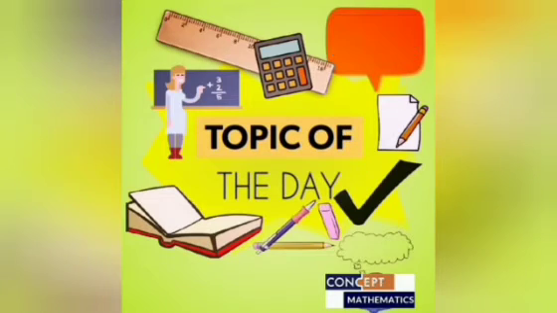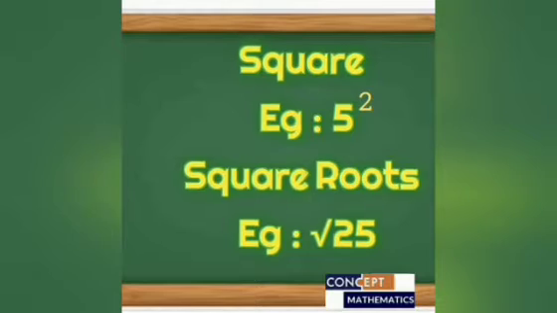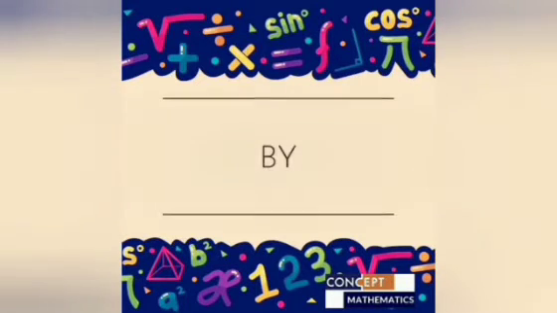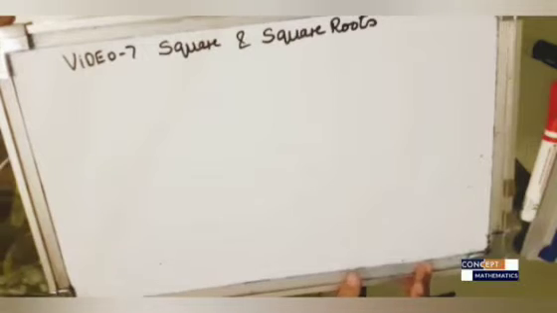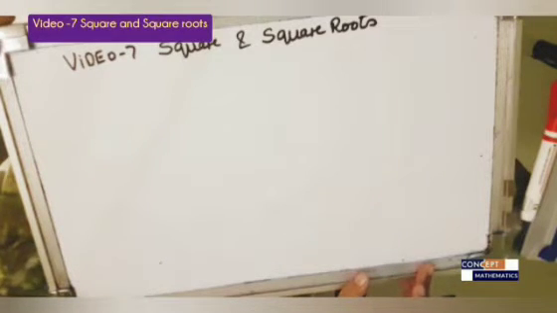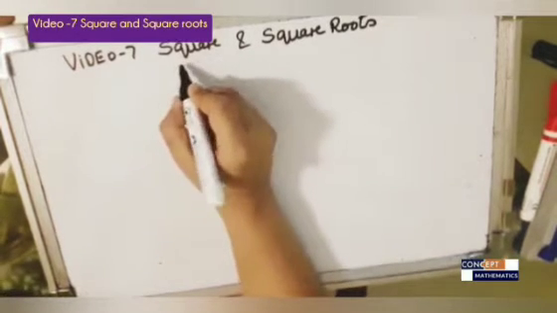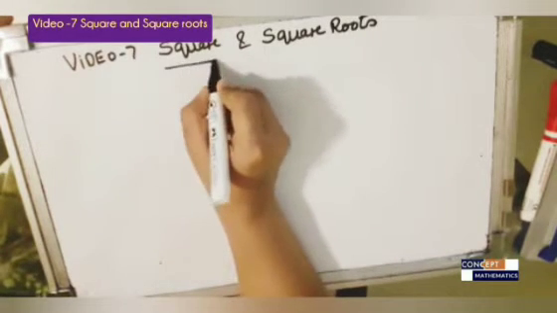Hello friends, today's topic is squares and square roots, and finding square roots by the long division method. You would be able to understand the Pythagoras theorem also nicely. So what is a square? Now I would be explaining what a square is.